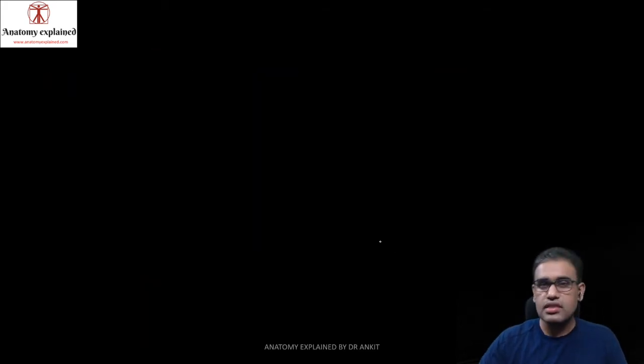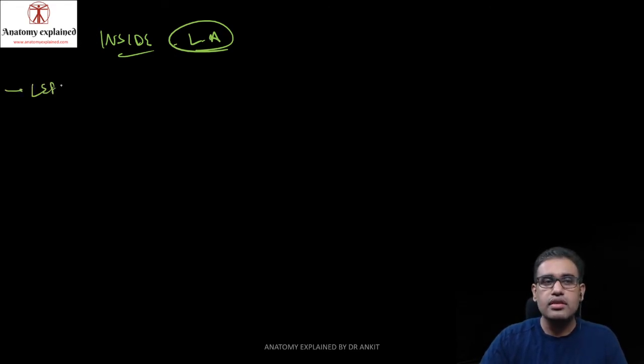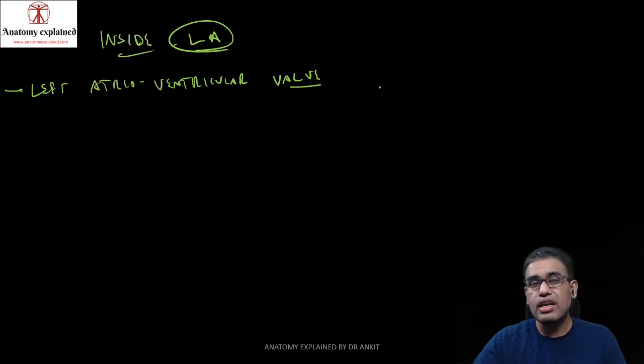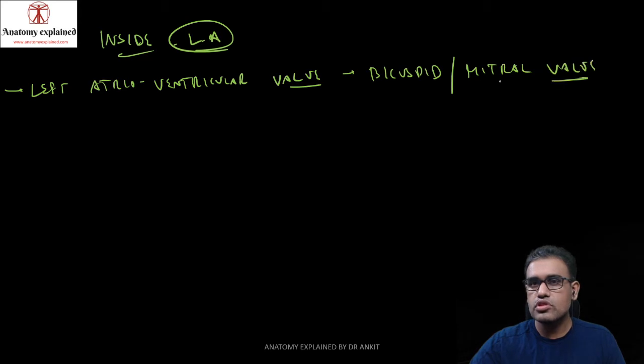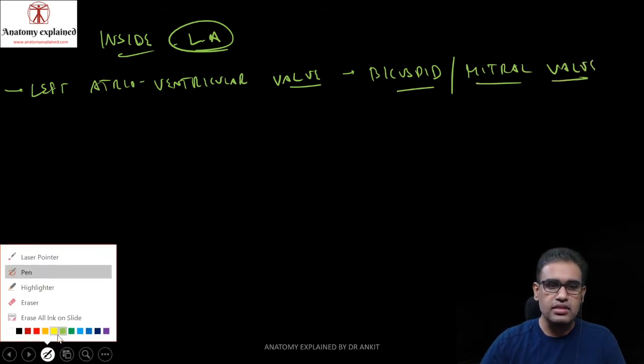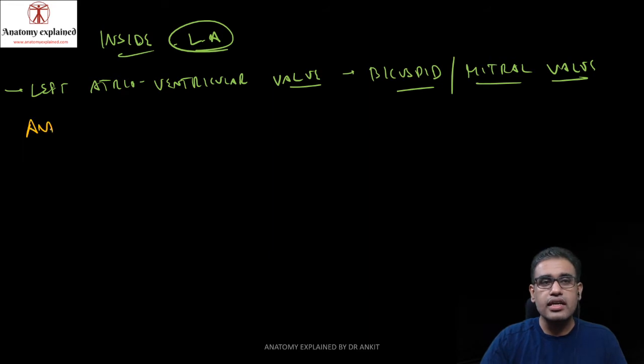The other thing we can understand is inside the LA. If we go inside the left atrium, there is also a connection between the LA and the LV, and that is your left atrioventricular orifice. This left AV orifice has two cusps, so we call it the bicuspid valve. It is also in the shape of a bishop's mitre, so we call it the mitral valve. Bicuspid means it has two cusps, an anterior cusp and a posterior cusp.